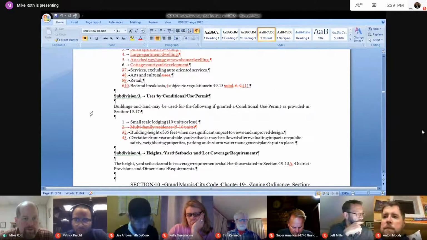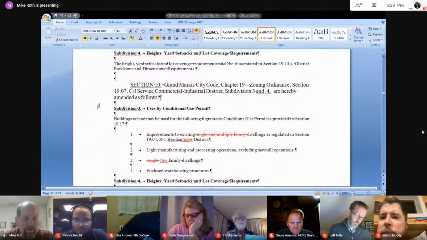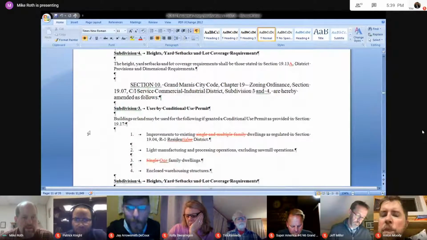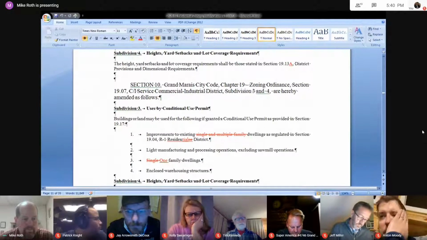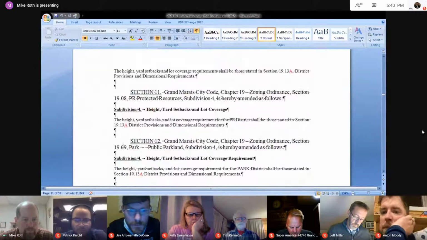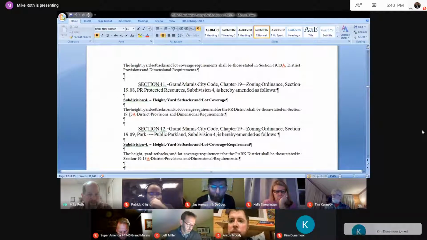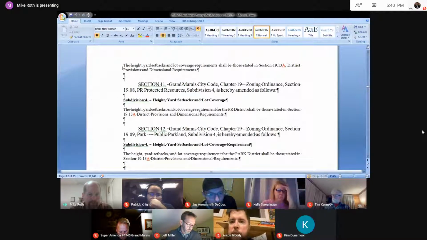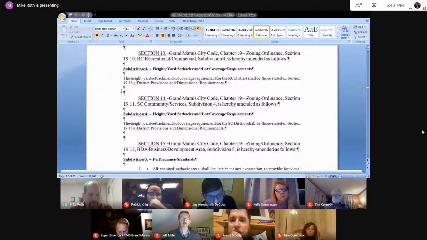Does anybody have any questions about this list in mixed use or this change in CI? Okay. Renumbering again with this 1913A. Every time we say 1913 somewhere in the ordinance, we have to change it to A here. So it's going to happen a number of times.